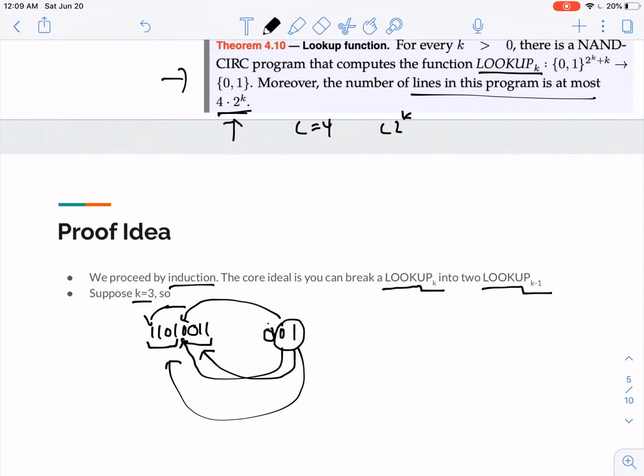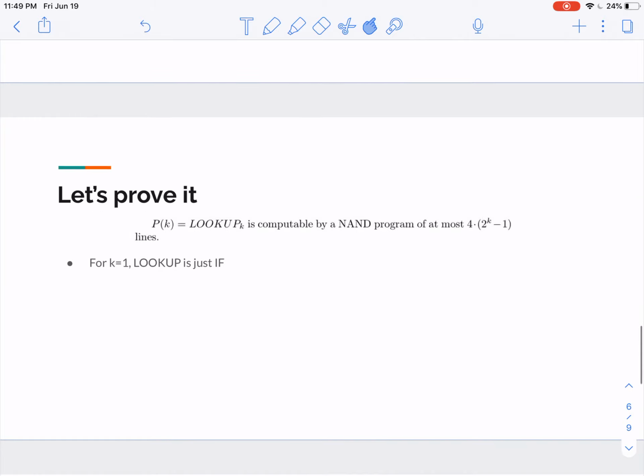And so in both of these cases, the 2 queries to lookup k minus 1 will return the same thing. And so we can break up this lookup k into 2 lookup k minus 1s. And therefore, if we can prove something about lookup k minus 1, well, then that implies something about lookup k. And so we could use induction here, because induction allows us to use an implication like P(n) implies P(n+1), and use that to imply something about P(n) for all n. So let's do this induction.